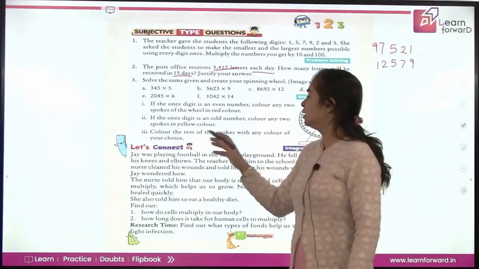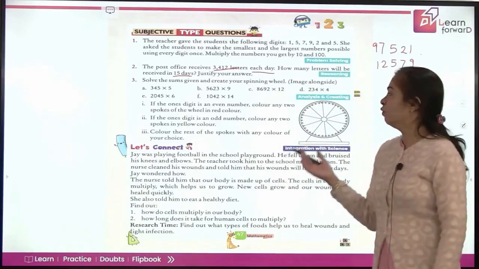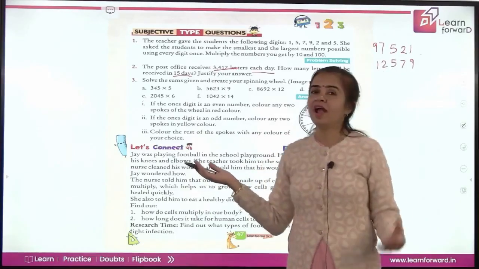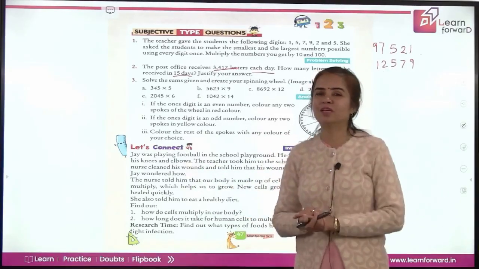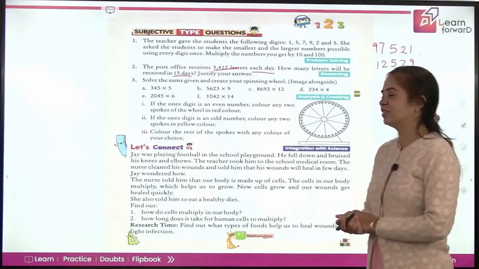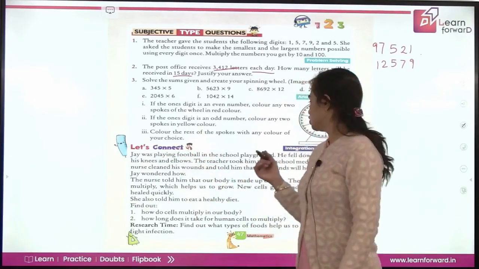Next, color the rest of the spokes with any color of your choice. So what do you think? It can either be even or odd, and you will be there with these 2 colors only. No point of finding or using any third color of your choice. Smart question. Now we have let's connect for you.